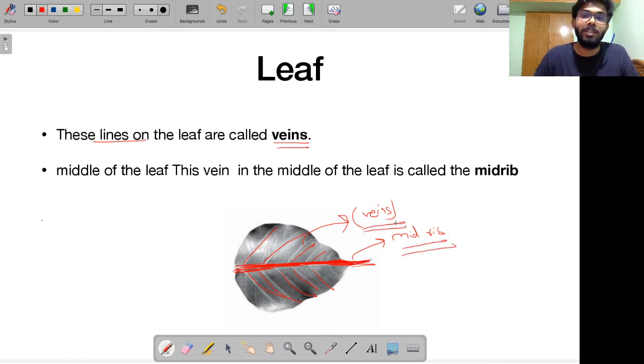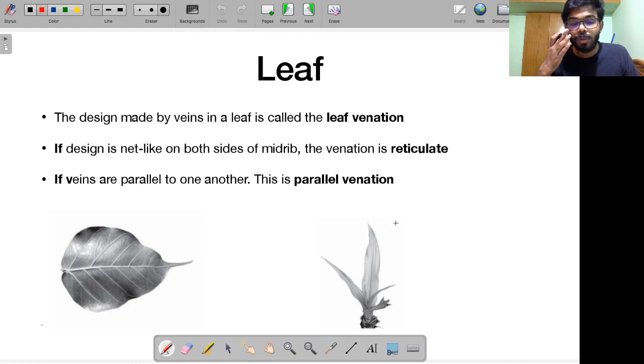Okay, you have to remember these names. Depending on the design of the veins, the way these veins are arranged, you classify them differently. The design made by the veins is called leaf venation. As you can see, this leaf is designed like this. If you look, this leaf is designed like this. So this leaf design is called leaf venation. The design made by veins in the leaf is called leaf venation.